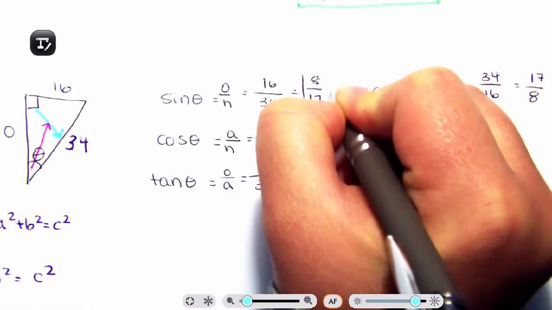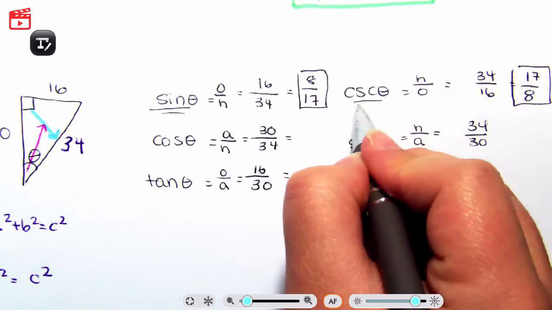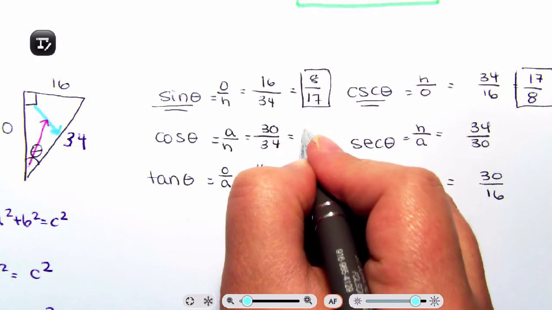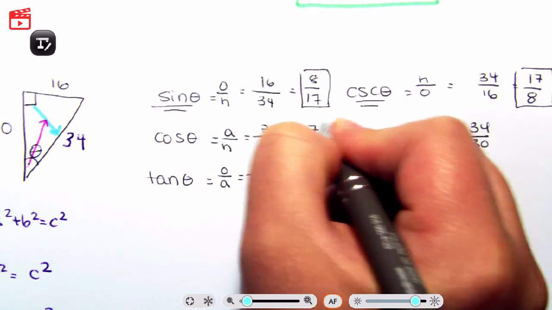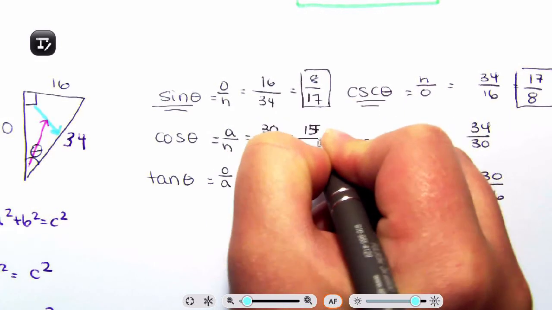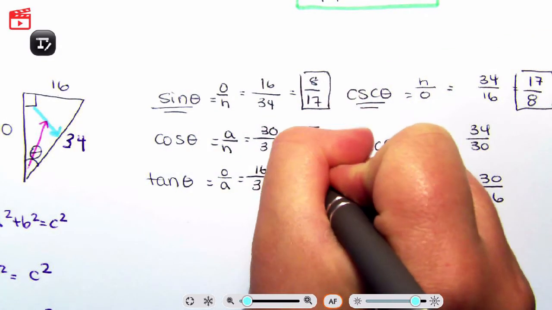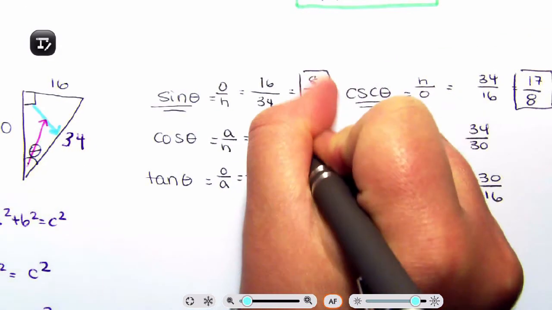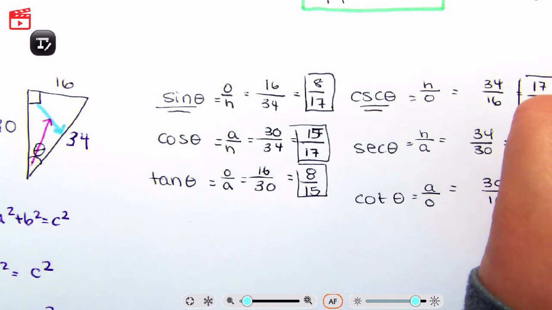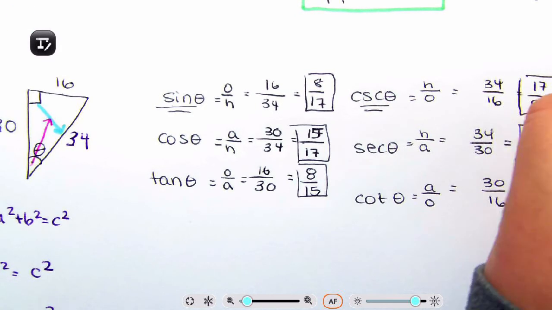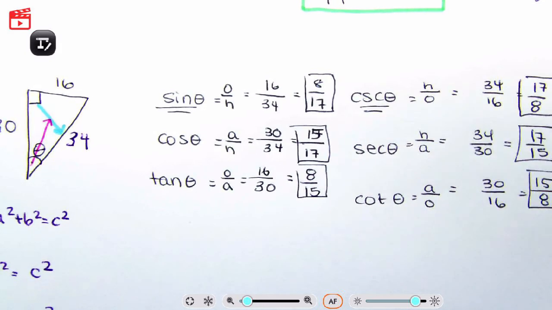I'm going to go ahead and put a bubble around these. Cosine, I have 17 over, oh, excuse me, I don't have 17, this is 15. Excuse me, my phone just went off, caught me off guard. 15. Then here I have 8 over 15. And again, we're just taking the reciprocal for the reciprocal functions. So we have 17 over 15, and we have 15 over 8. And that is pretty much it, you guys.